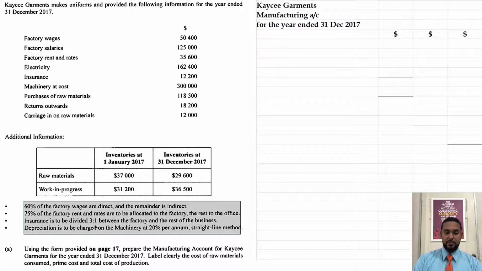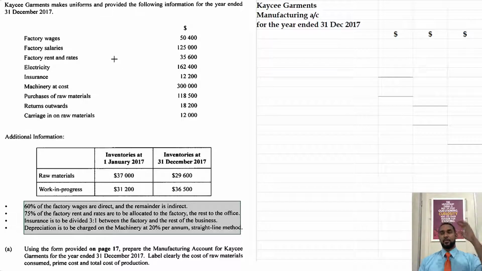Insurance is to be divided 3-to-1 between the factory and the rest of the business. So that again requires a split between manufacturing and non-manufacturing. And depreciation is to be charged on machinery 20% per annum straight line. So we have to do this manufacturing account. I think it's about 17 marks for it.